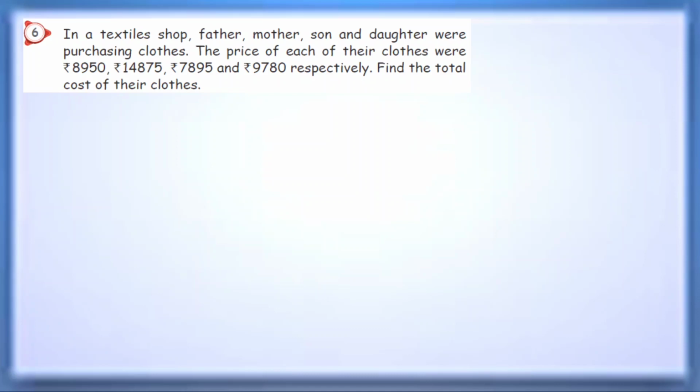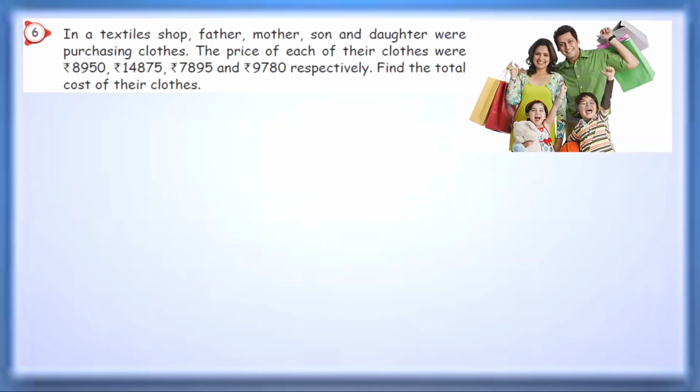Sixth sum. In a textile shop, father, mother, son and daughter were purchasing cloth. The price of each of their cloths were 8,950 rupees, then 14,875 rupees, then 7,895 rupees and 9,780 rupees respectively. Find the total cost of their cloth.